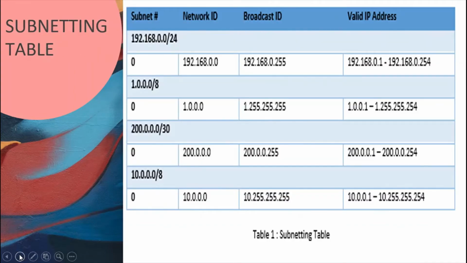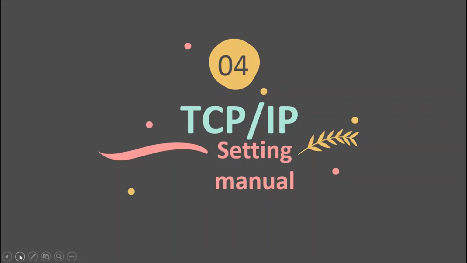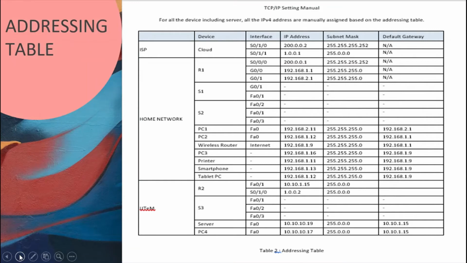Subnetting table. Here is our subnetting table. TCP/IP setting: manual. For all the devices including the server, all the IPv4 addresses are manually assigned based on the addressing table.